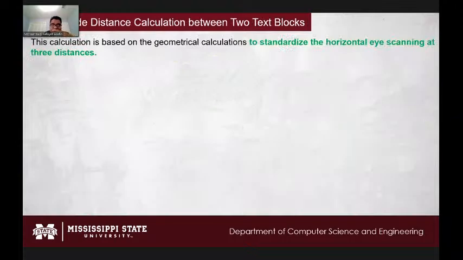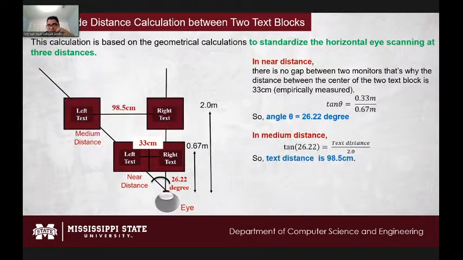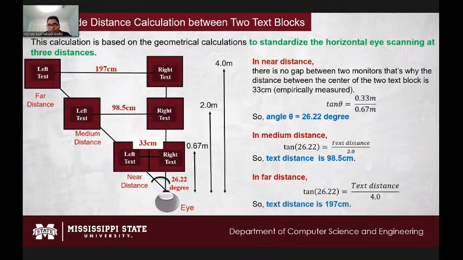The next question is, we have the left text and the right text, so how can we display them to the participants? We used geometrical calculations to standardize the horizontal eye scanning at three distances. At first we put the left text and right text side by side, and we measured the angle between the center of the right text to the eye and the center of the left text to the eye. The angle between these two is 26.22 degrees. We made this value constant for the medium distance and also for the far distance. And using geometrical calculation, we found the side-by-side distance between the two textual information.